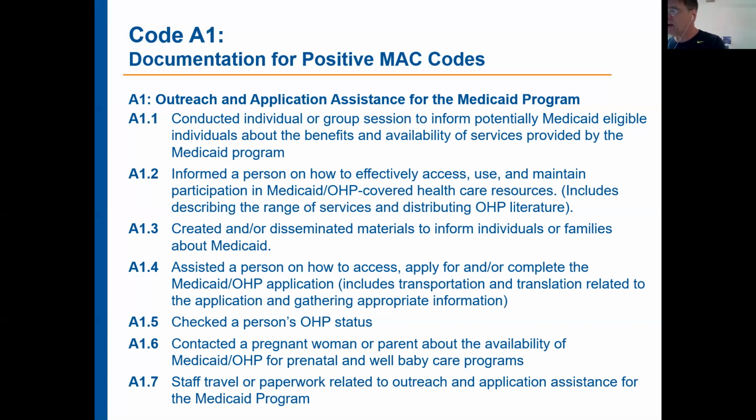There are some subcodes that are pretty specific to easily identifiable activities, one of them being A1.5, check a person's OHP status. This is an activity which is likely to happen multiple times on any given day for some admin staff and occasionally for clinical and or management employees.